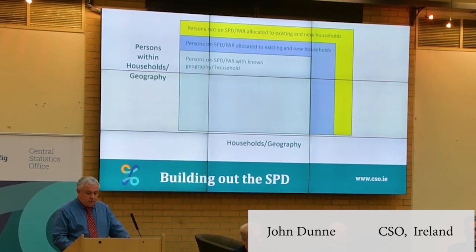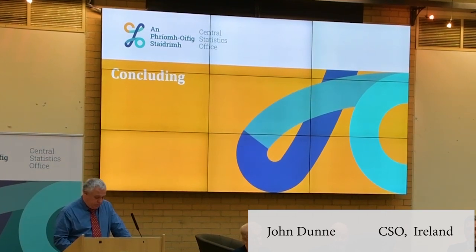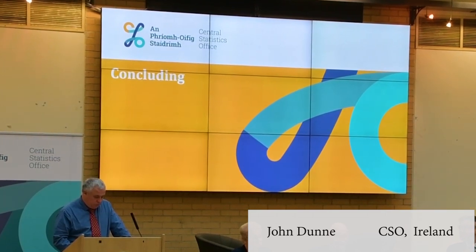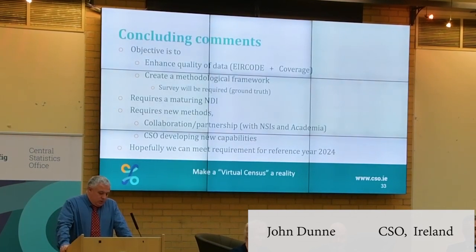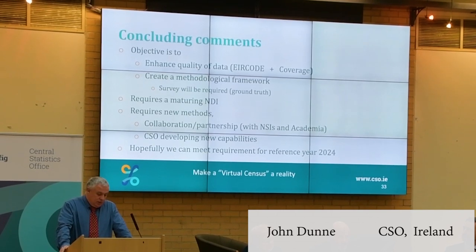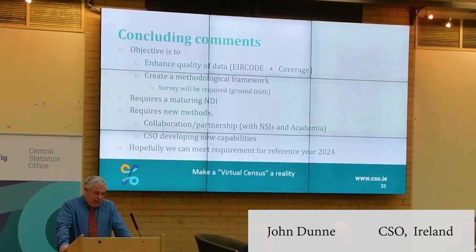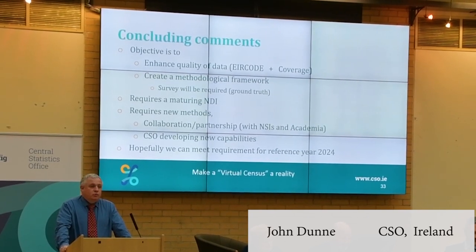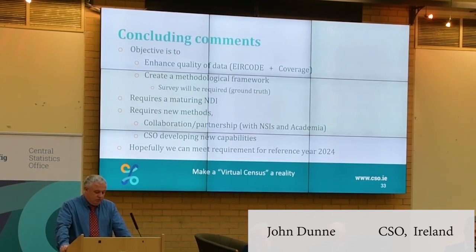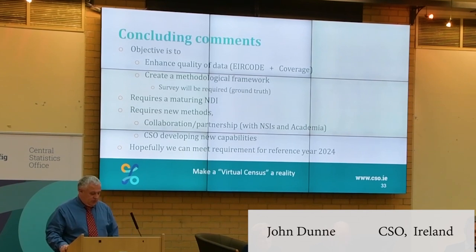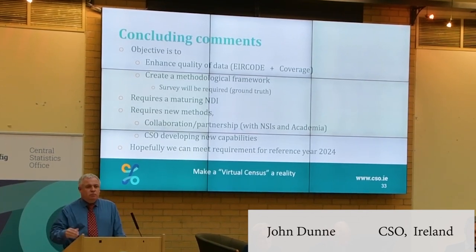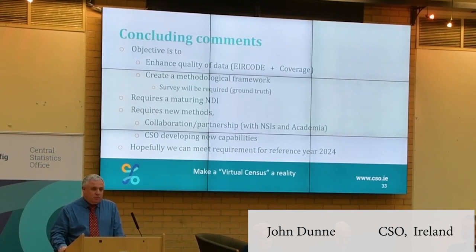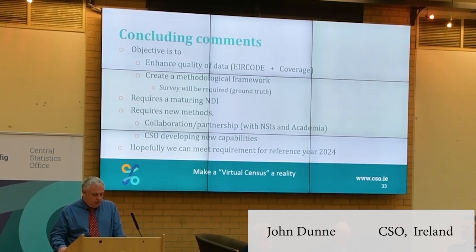So I'm now moving on to the concluding part of the talk. So really, to meet the requirement and push on towards a virtual census, we need to enhance the quality of the data that we have, both in terms of coverage, but more importantly in the use of Eircodes across the system. And that's a really strong message that we're pushing out. It's not just important for statistical purposes, it's really important for effective and efficient public administration. Statistics is the downstream beneficiary.